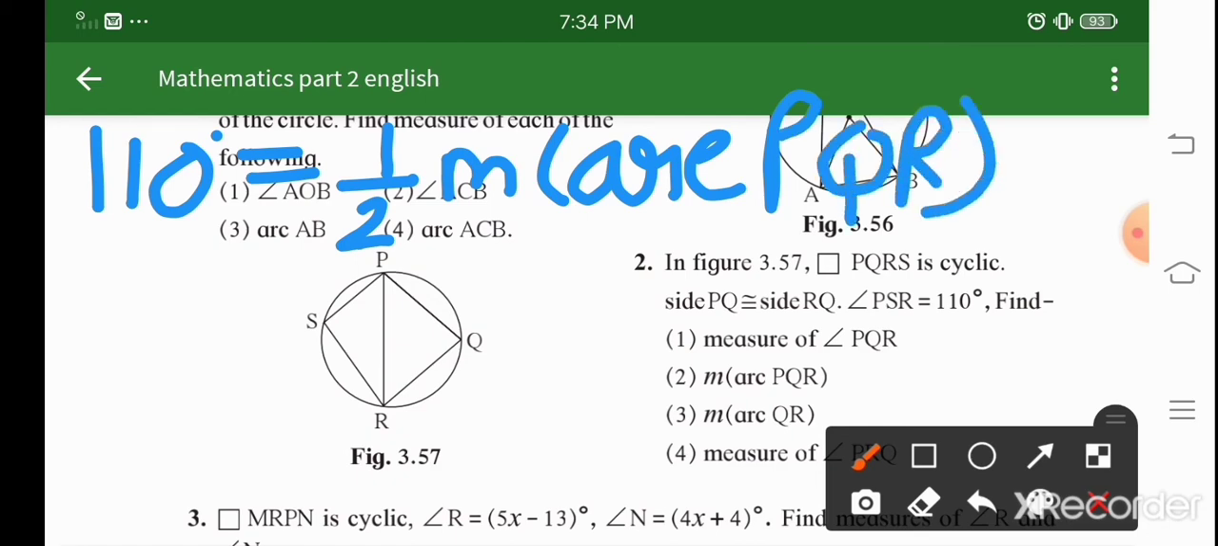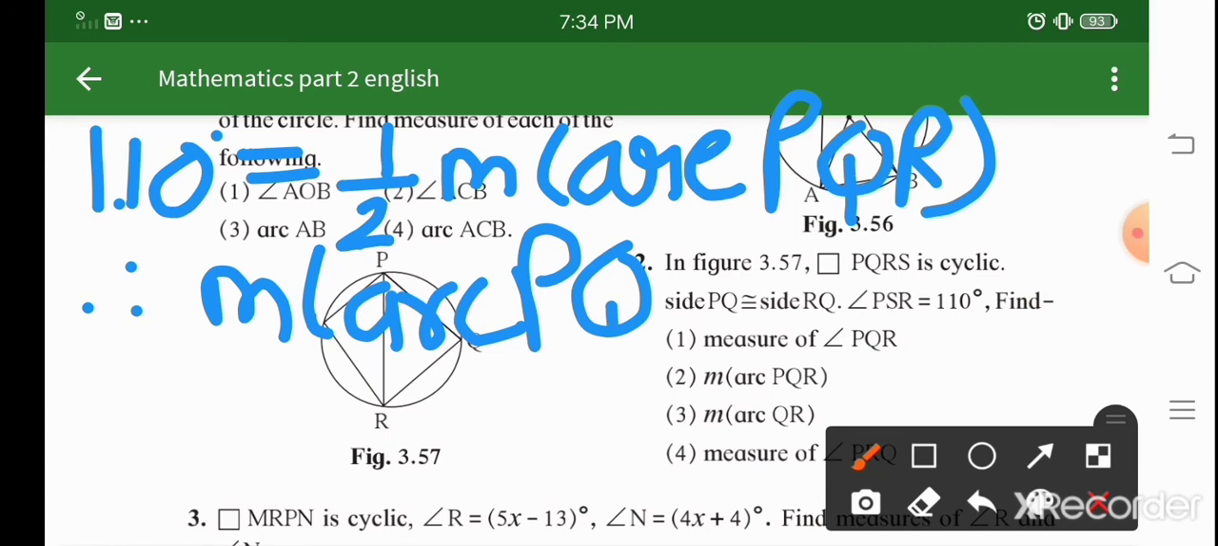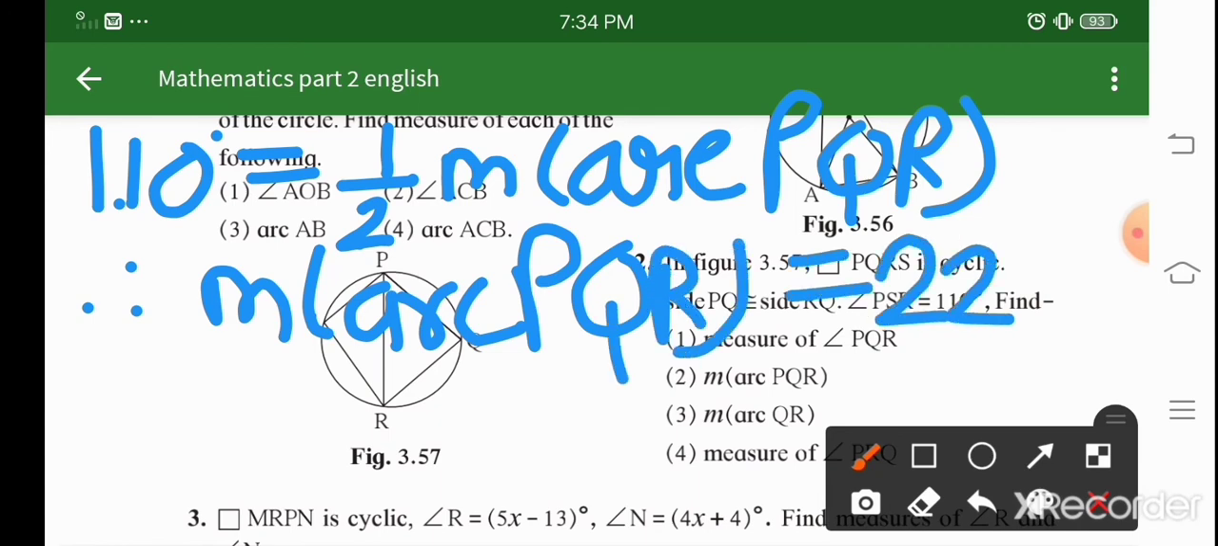So take this 2 over here, you will get multiplication, because the 2 is in division form. When you take this 2 to this side, it will become multiplication. So the measure of arc PQR will be 220. So we have completed with this.